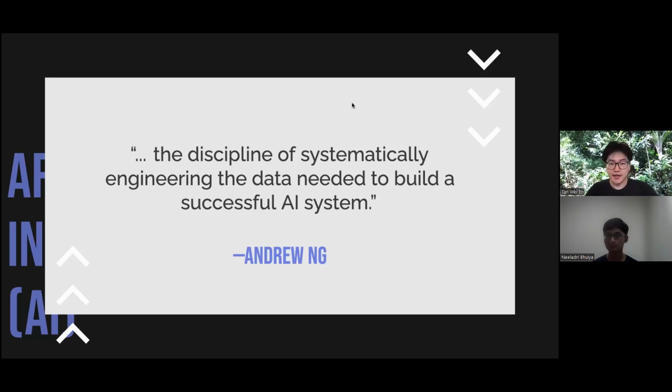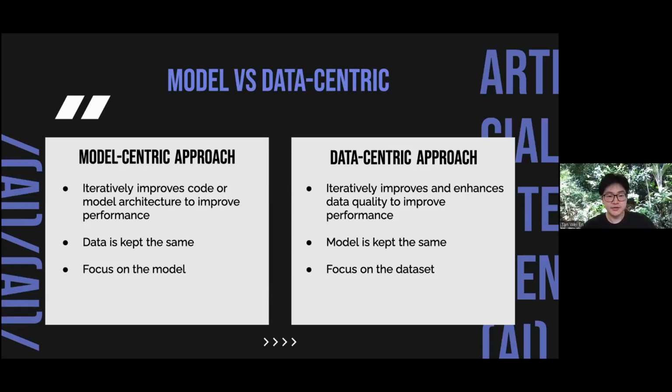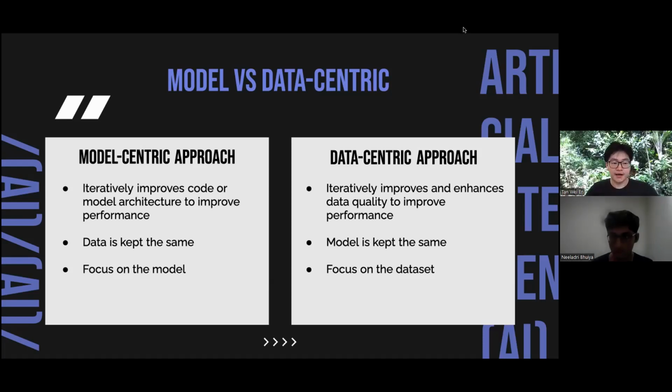So there are 2 main approaches to AI, the model-centric approach and the data-centric approach. The model-centric approach aims to iteratively improve the model or the code to improve the performance of the AI, while the data-centric approach aims to improve the data or enhance the data sets to improve the performance of the model. The performance of AI depends on both model and data. By improving the data sets, the performance of AI can be improved as well.